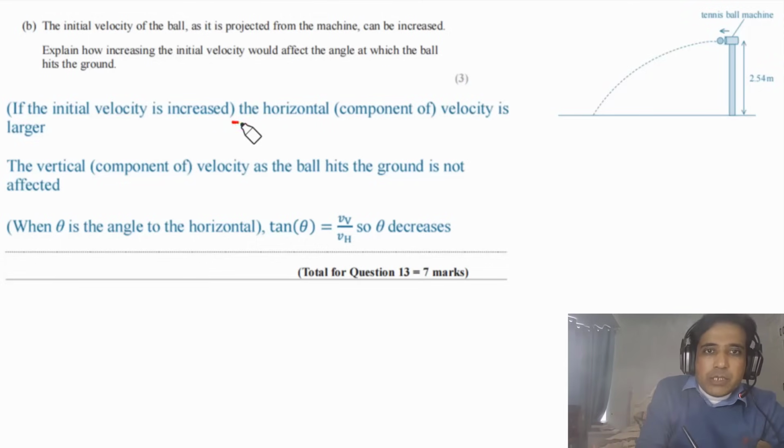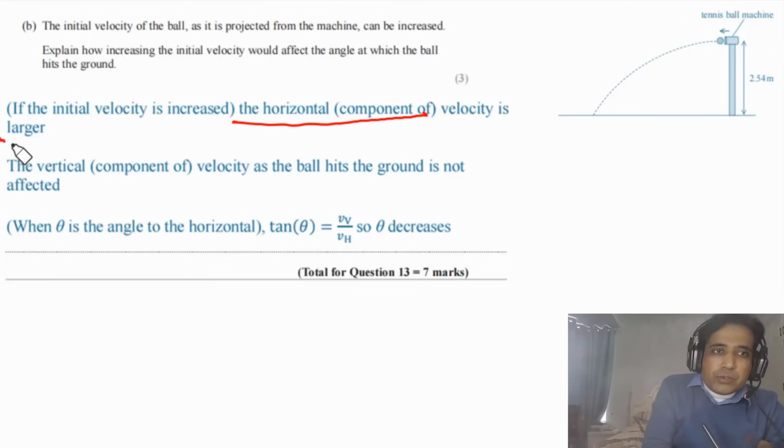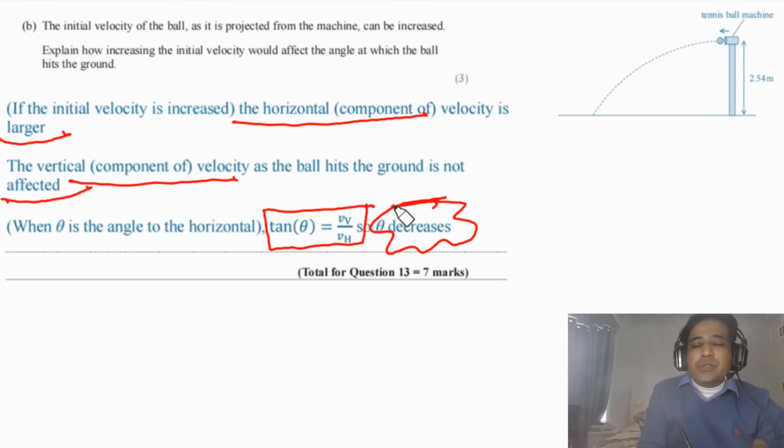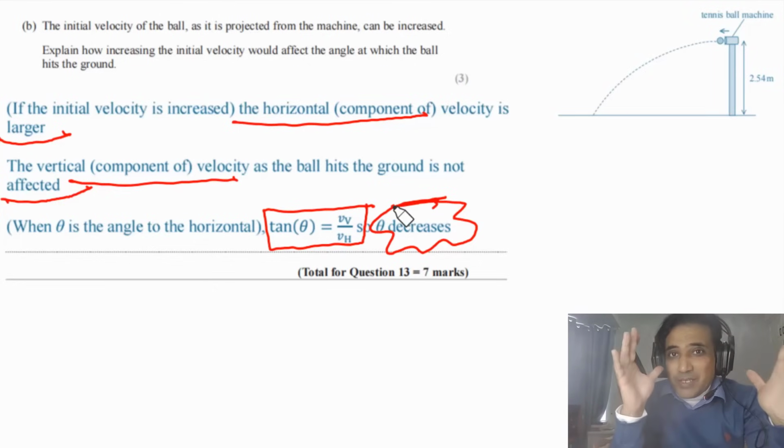The first point you can say horizontal component of velocity is larger, has increased. Vertical component of velocity is not affected, remains the same. So tangent of theta is equal to this. So theta decreases. So this is how you can answer.